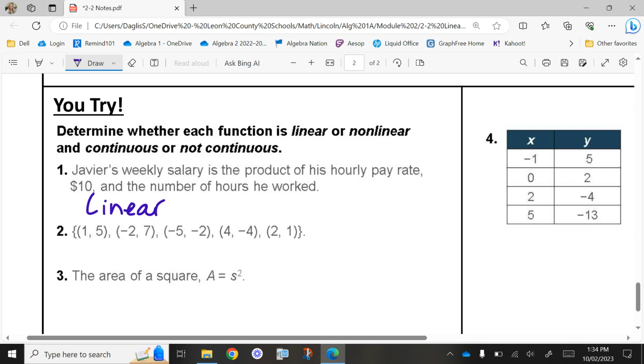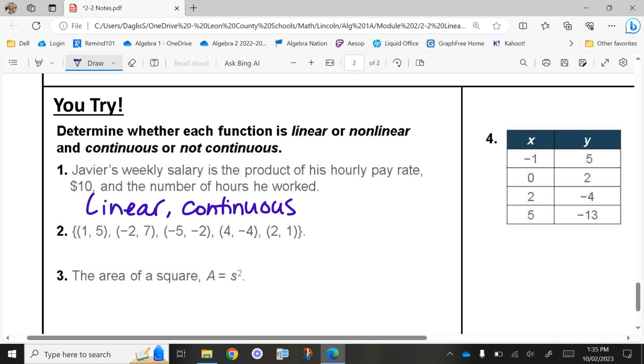Okay, that's the slope. The $10 was the slope. It's always going up 10 each hour. Is this going to be continuous or not? It can be continuous. Yeah, absolutely. For as much as he works, he's going to get money, right? And it doesn't jump. It's not going to go from 1 and then 2. You can work an hour and a half. Right? It's possible.